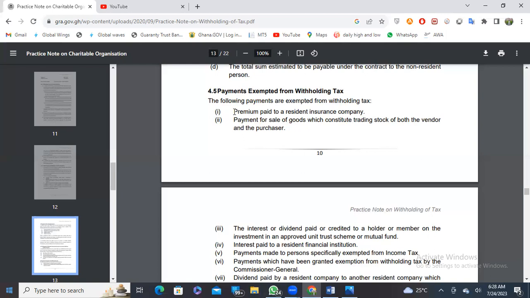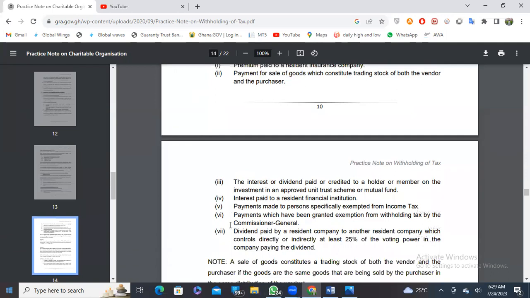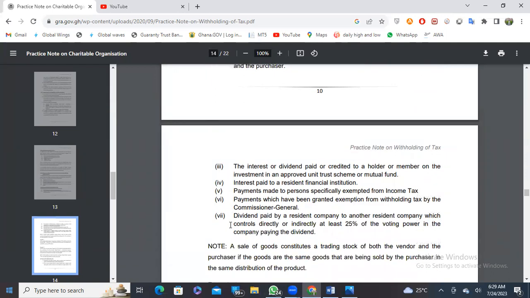The interest or dividend paid or credited to a holder or member of the investment in an approved unit trust scheme. So you can just see a dividend paid to a member in a unit trust scheme. That's all. If the unit trust is not approved, how would you even go and set it up? Interest paid to a resident financial institution. Payment made to persons specifically exempted from income tax.